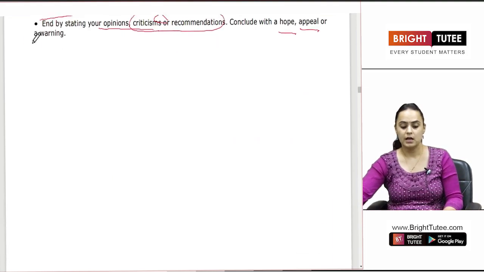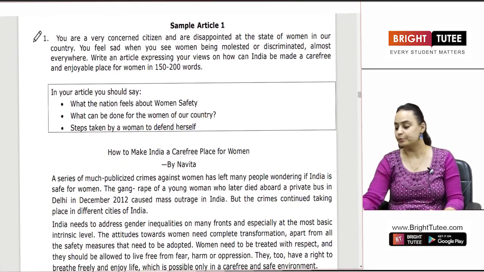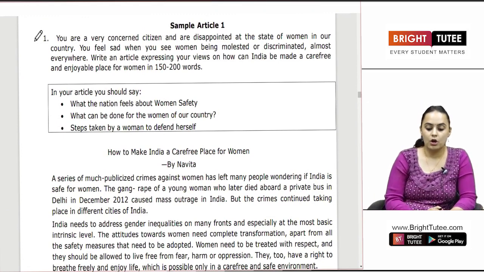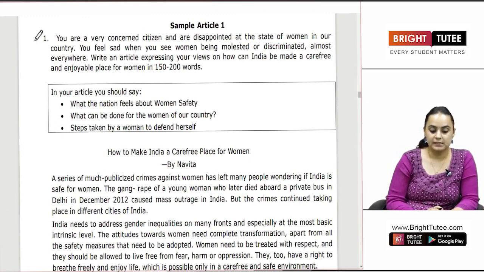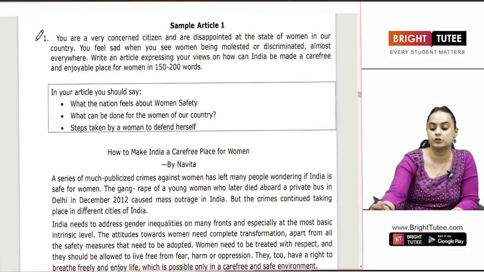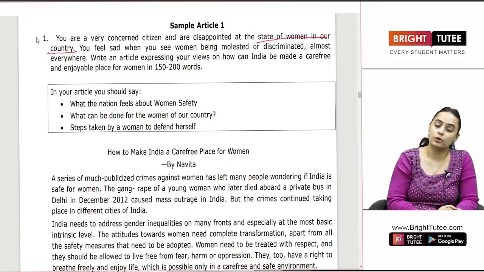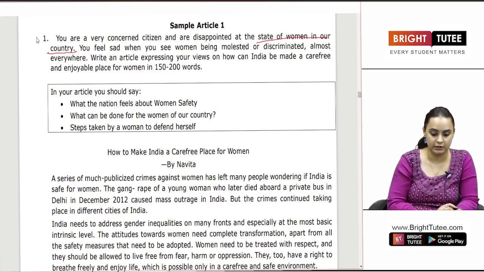Now let us go through some sample articles in order to understand them better. So the first sample says, you are a very concerned citizen and are disappointed at the state of women in your country. So what is the reason that you are writing this article? Because you are concerned about the women's safety of your country.